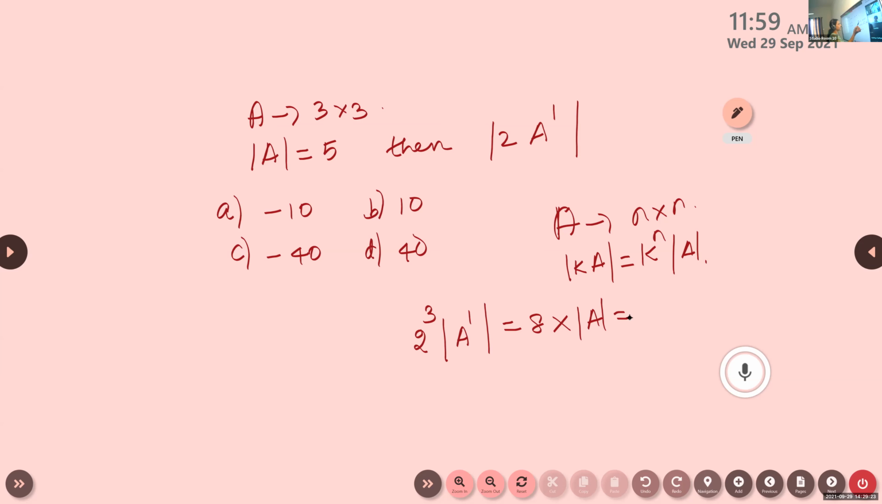Determinant A is 5. We know that determinant A will be same as determinant of A transpose. Yesterday we learned all these properties. So 8 into 5, which is 40. Is it okay, Aishwarya? Are you able to recall this one? Yes, okay. Write the next one.